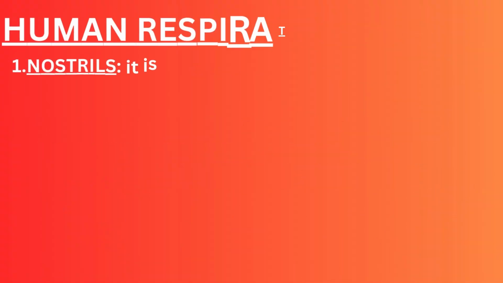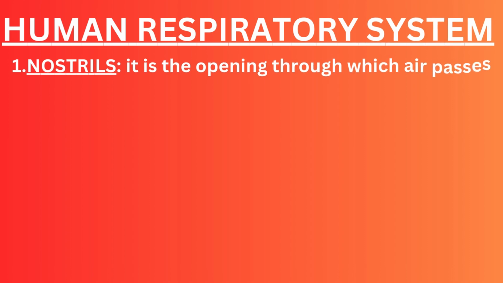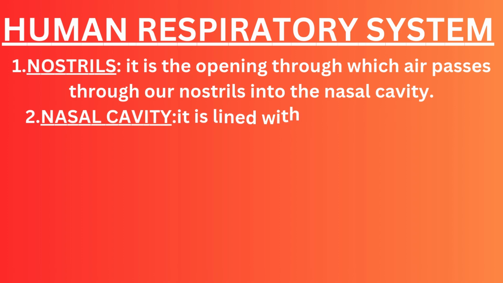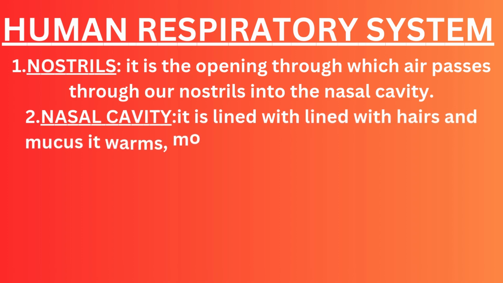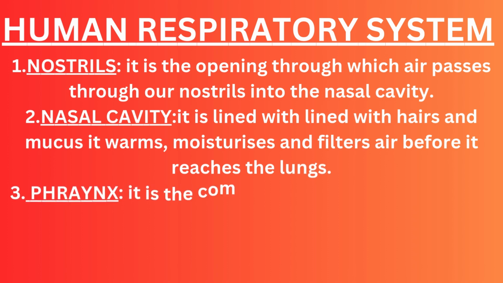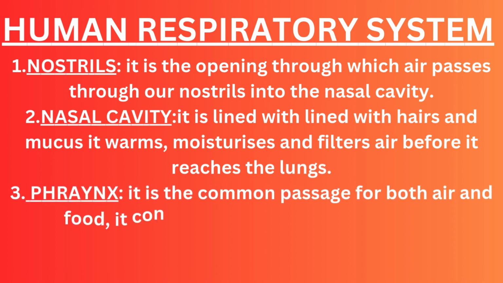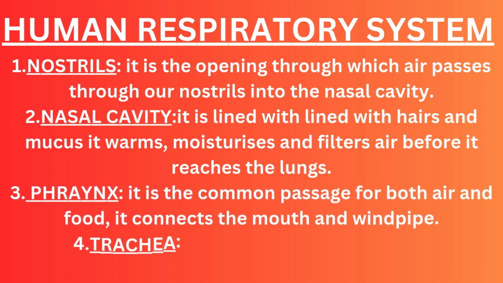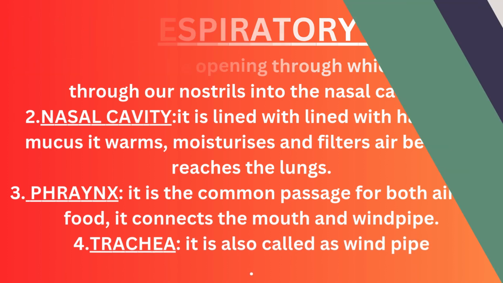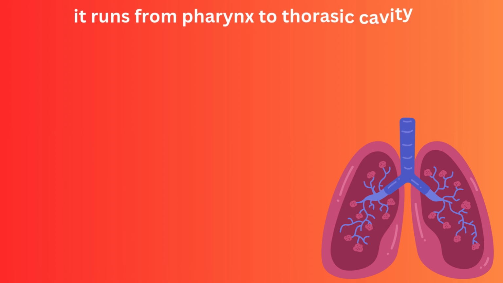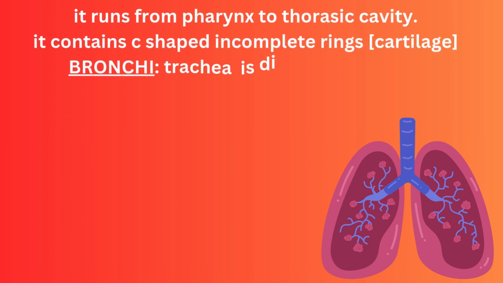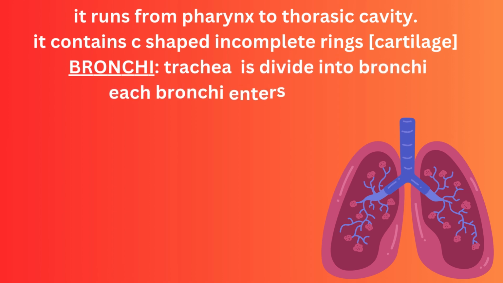Human respiratory system: air enters into our nose and the process starts. 1. Nostrils. It is the opening through which air passes into the nasal cavity. 2. Nasal cavity. It is lined with hairs and mucus. It warms, moisturizes and filters air before it reaches the lungs. 3. Pharynx. It is the common passage for both air and food. It connects the mouth and windpipe. 4. Trachea. It is also called the windpipe. It runs from pharynx to thoracic cavity. It contains C-shaped incomplete rings of cartilage.